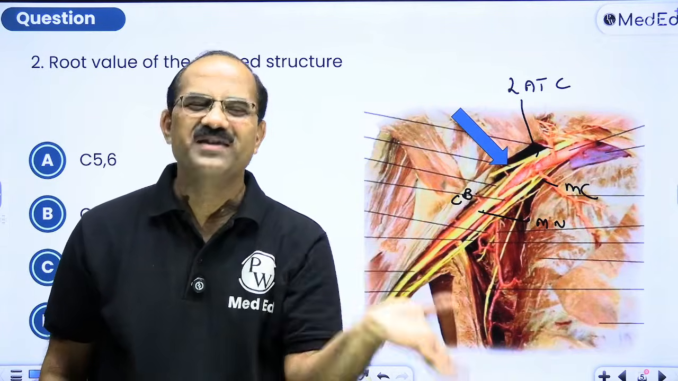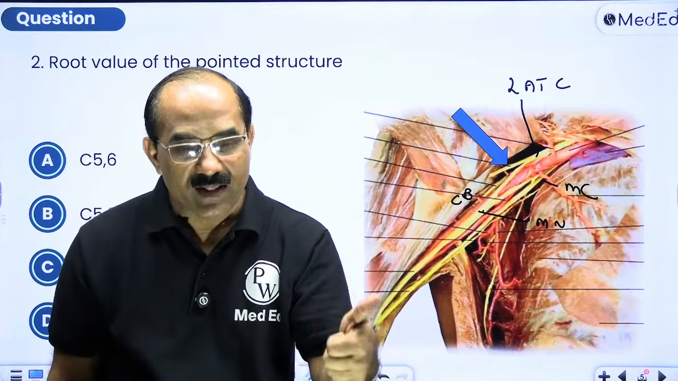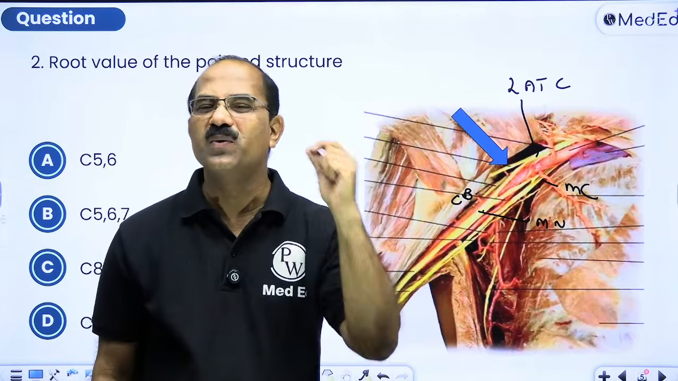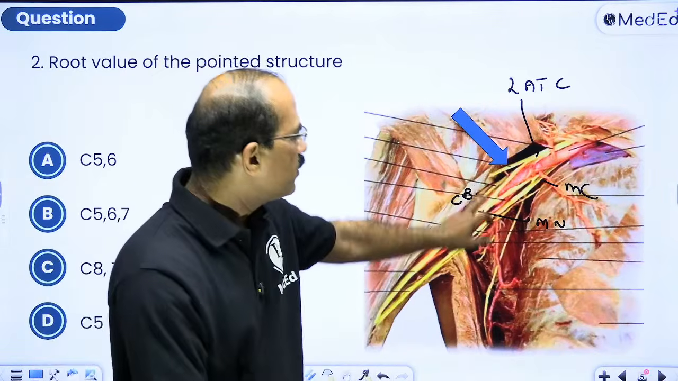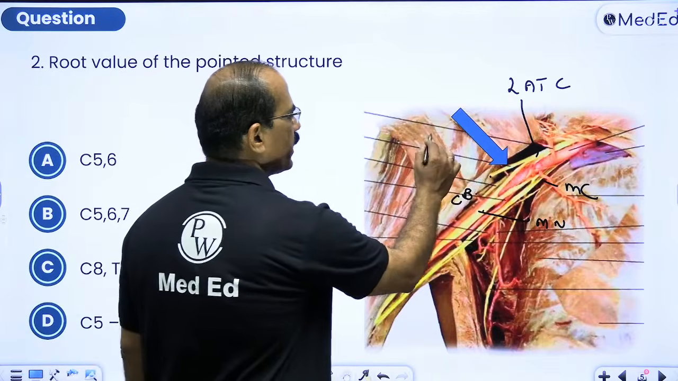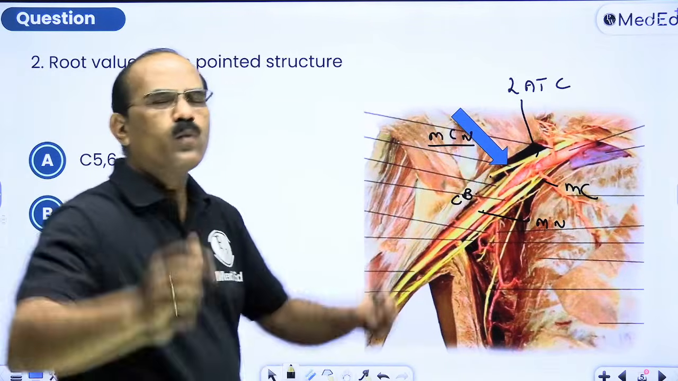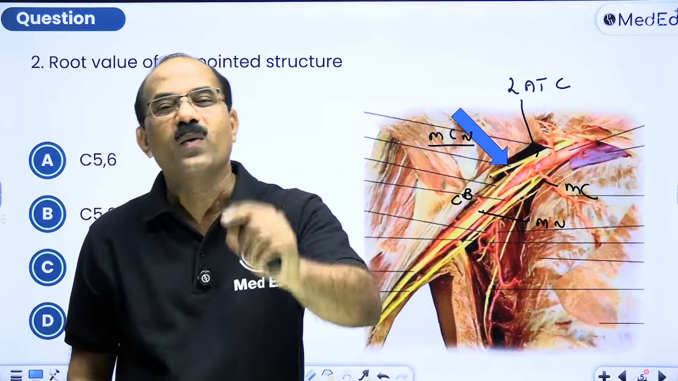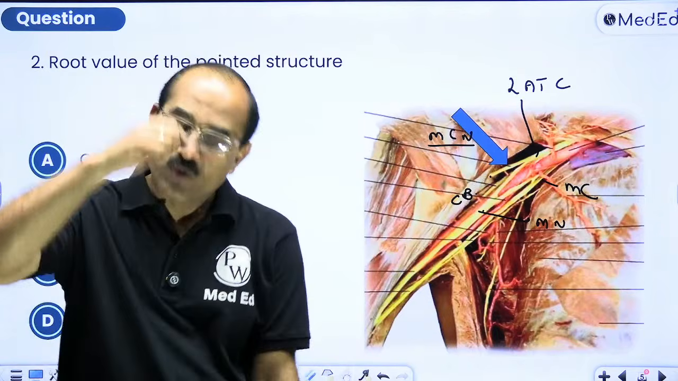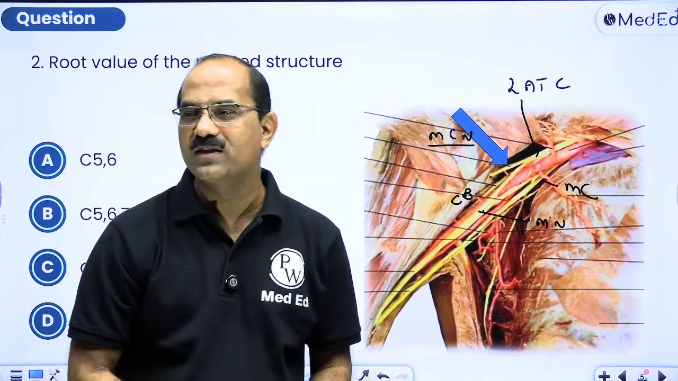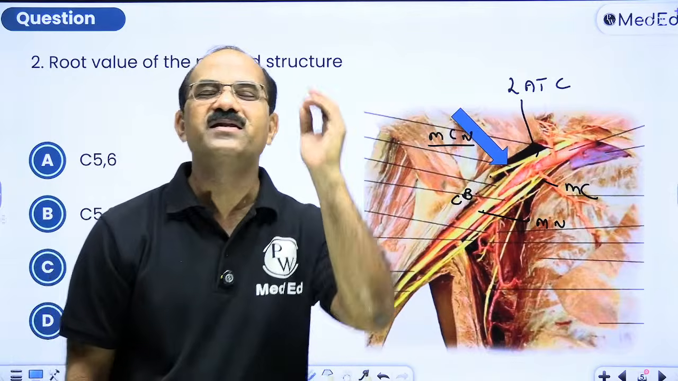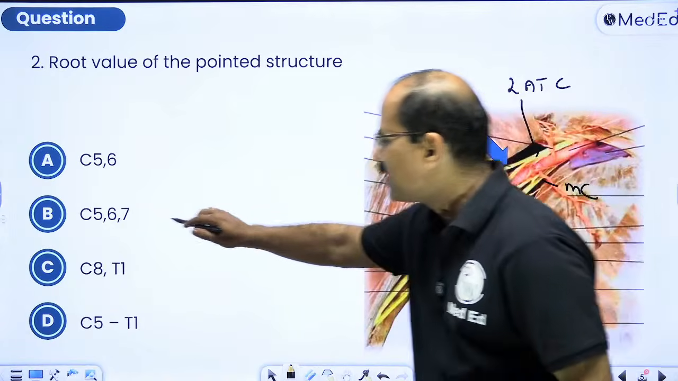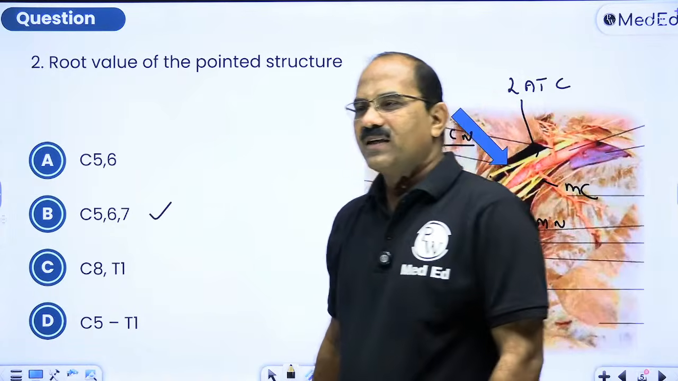Yes. The lateral cord has three branches: lateral pectoral, lateral root of median nerve, and the third is the musculocutaneous nerve. So this is the musculocutaneous nerve. And why is it the musculocutaneous nerve? Because it is piercing the Coracobrachialis. That is why it is the musculocutaneous nerve. Its root value will be C5, C6, C7. That's the lateral cord.